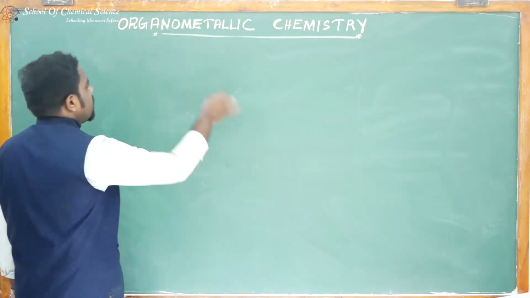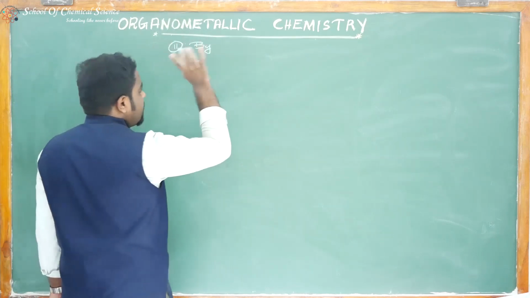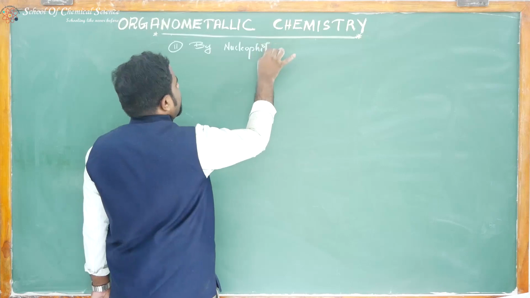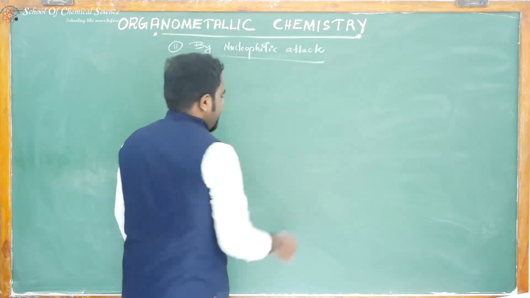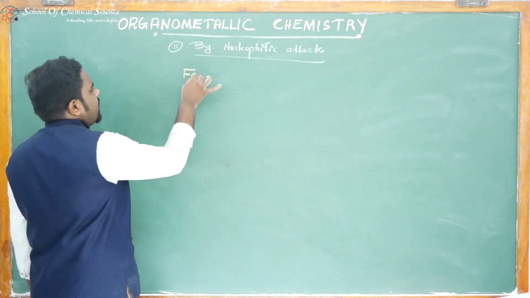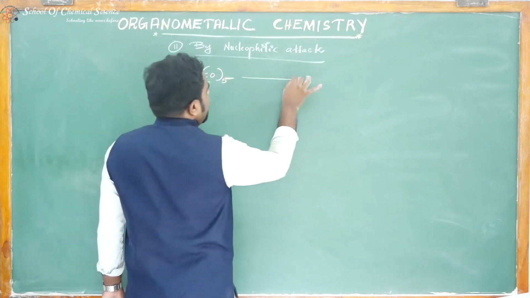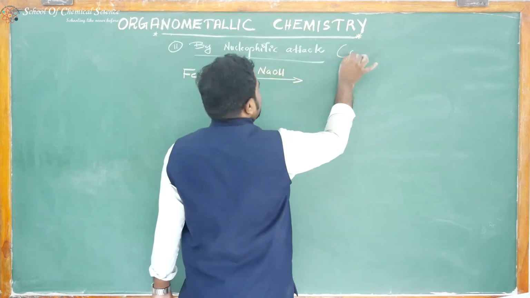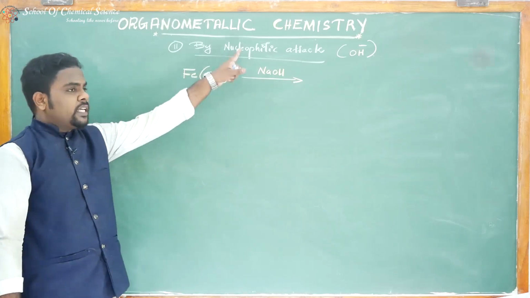Second one, the second method of preparation of carbonylate ion. First we completed reduction. Second one is by nucleophilic attack. Please listen. Iron pentacarbonyl, Fe(CO)5, on reaction with NaOH. Nucleophilic attack means here the nucleophile used is OH minus.